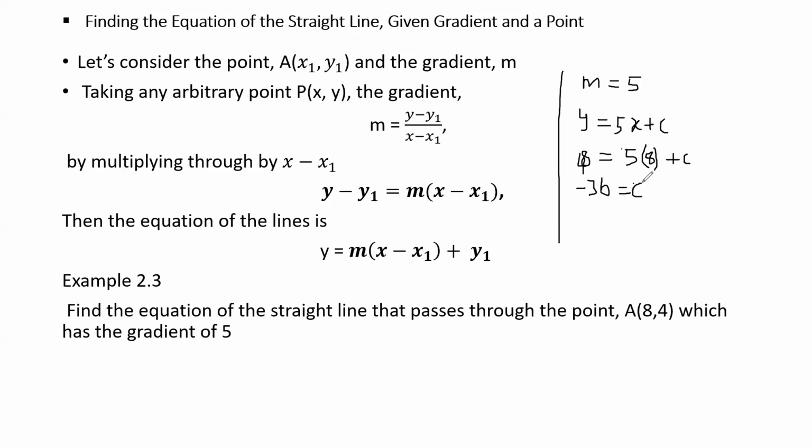Now taking the point given, we know y from that point and x from that point, so we are able to get the c. Now that we have gotten our c, we can write the equation as y equals 5x and put the c there. What is c? Minus 36. The equation. That's all. Are you seeing it? Any question?